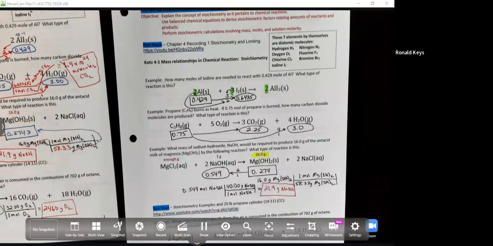Is that old one laying around somewhere yet? The old one's laying around. Yes.